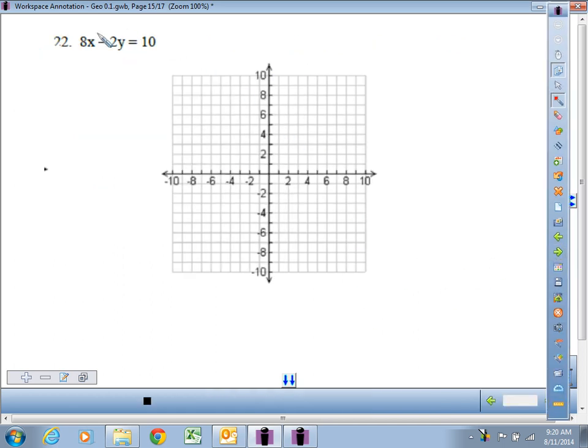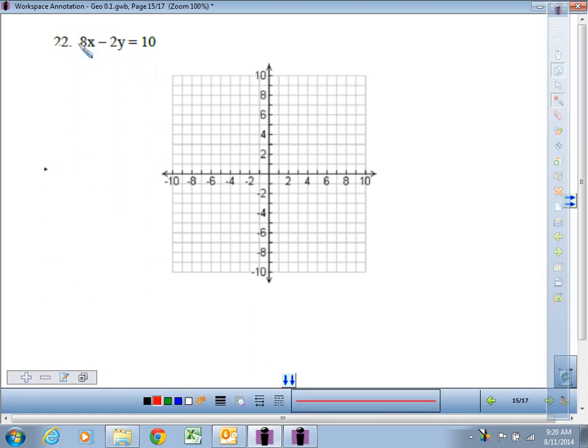Right. So let's do another one of those. So we have standard form, 8x minus 2y equals 10. Remember, we want to isolate y. To isolate the y, I need to get rid of this positive 8x. Notice that 8 is positive, so we're going to have to subtract 8x from both sides.